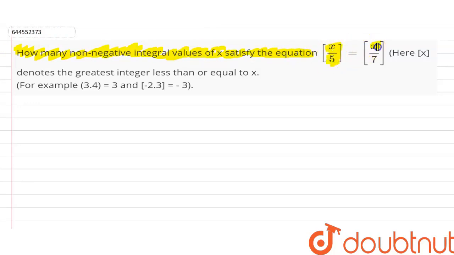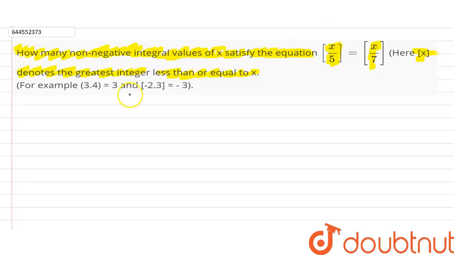The question says: how many non-negative integral values of x satisfy the equation [x/5] = [x/7], where [ ] denotes the greatest integer value less than or equal to x. So the equation given to us is greatest integer of x upon 5 equal to greatest integer of x upon 7.